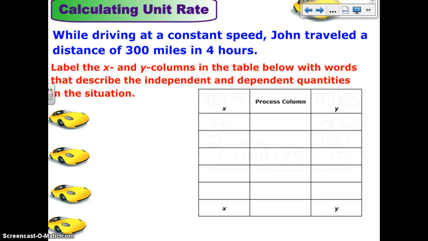When calculating unit rate, while driving at a constant speed, John traveled a distance of 300 miles in 4 hours. First, we need to label the x and y columns in our tables with our independent and dependent quantities. So x is going to be hours, y is going to be miles.